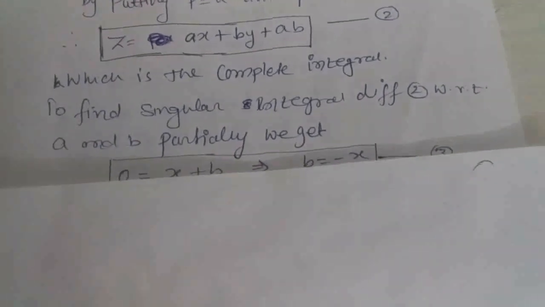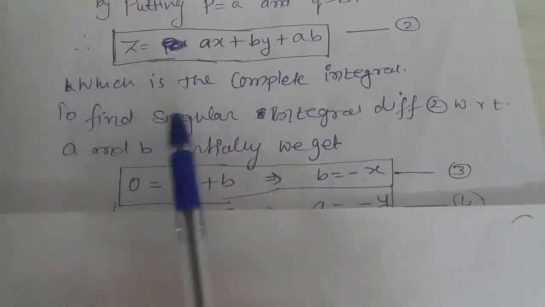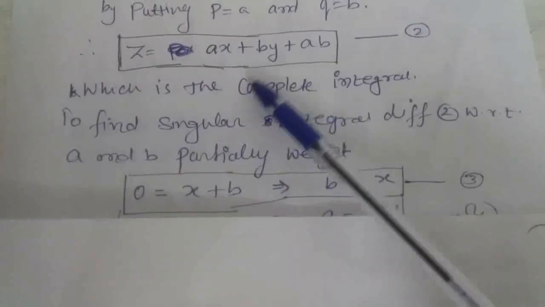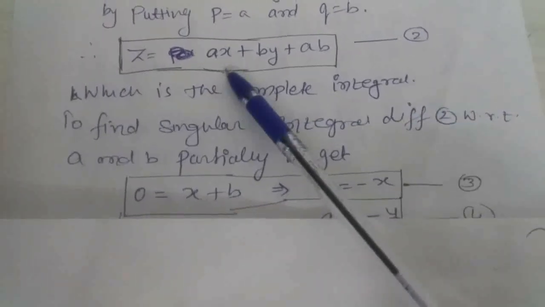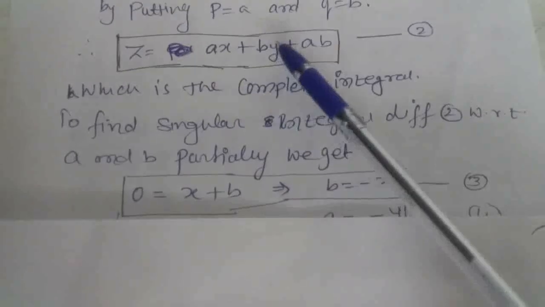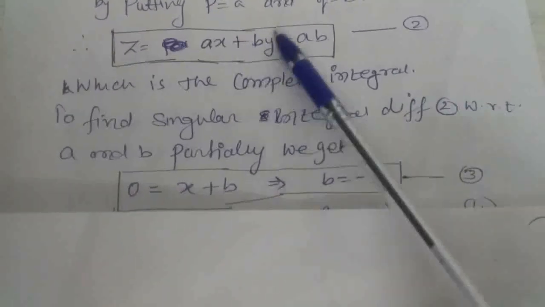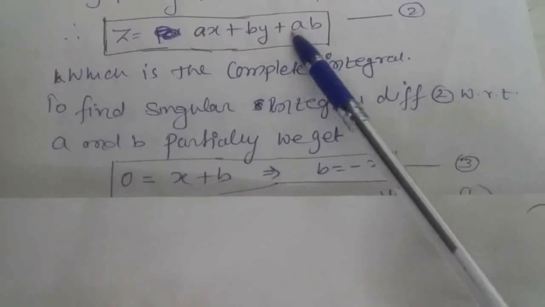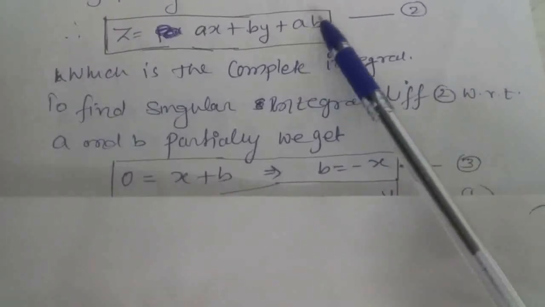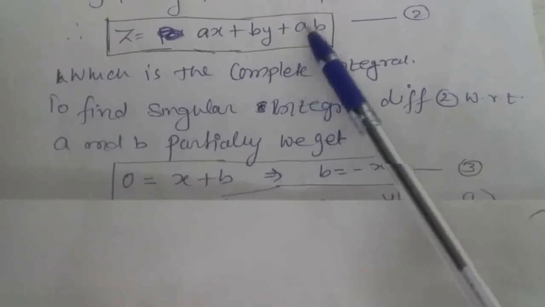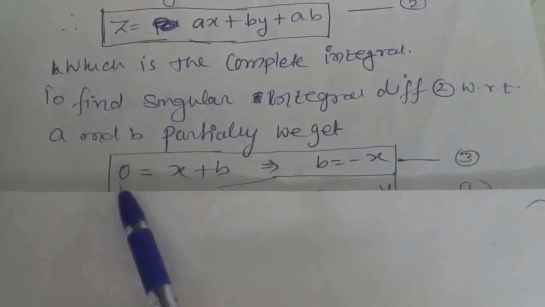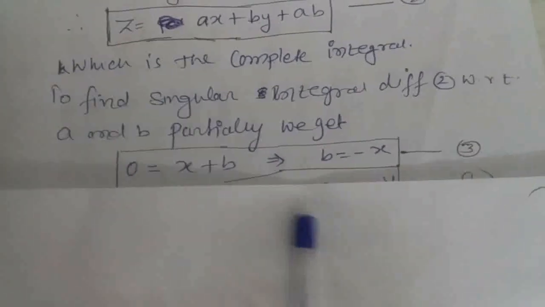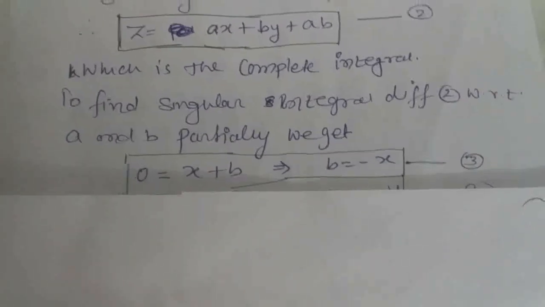So we get the partial derivative of z with respect to a is 0, equal to the partial derivative of ax with respect to a is x, plus by is a constant term with respect to a, so its derivative is 0, plus a into b, so b is constant and the derivative of a with respect to a is 1, so we get 0 equal to x plus b, which gives b equal to minus x.